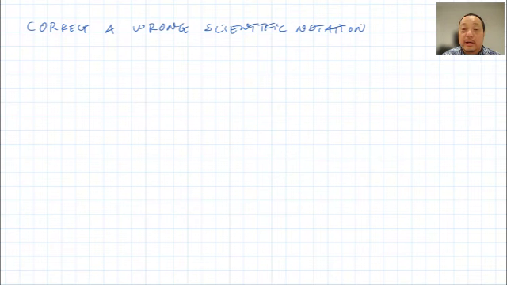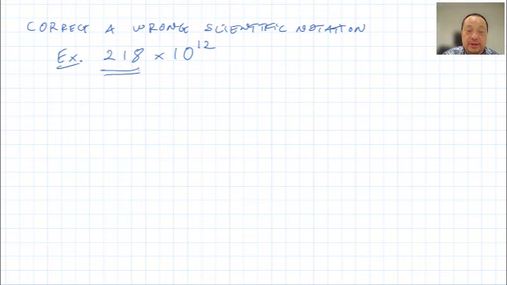Now, let's talk about how do I correct a wrong scientific notation. What is a wrong type of scientific notation? This is one example. How is it wrong? Because this number here is too large. Remember that the coefficient or the digits is supposed to be just 1 point something all the way to 9 point something only, not 218. So yeah, the decimal here is in the wrong spot. It's supposed to be here.